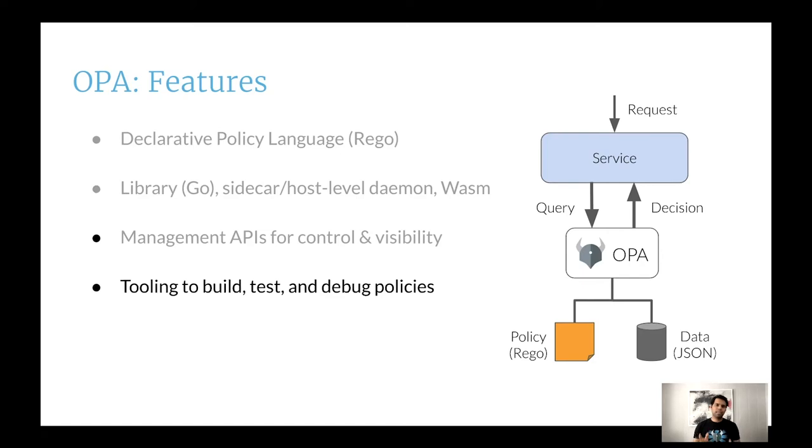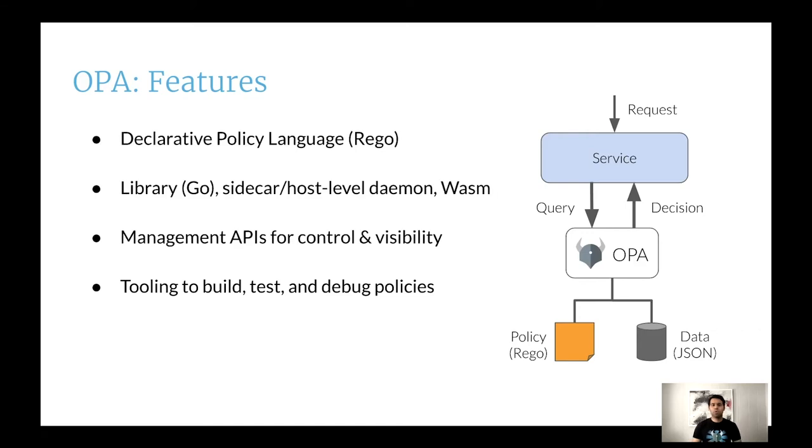Along with the core policy engine, OPA provides you with a rich set of tooling to build, test, and debug your policies. OPA provides a unit test framework, which you can use to unit test your policies before actually deploying them. OPA is also integrated with IDEs like Vim, VS Code, IntelliJ to help you with the policy authoring process. And there's also the Rego Playground, which is this awesome online interactive tool which you can use to author policies and share those policies with the entire world. And we'll see the playground in the next part of this talk.